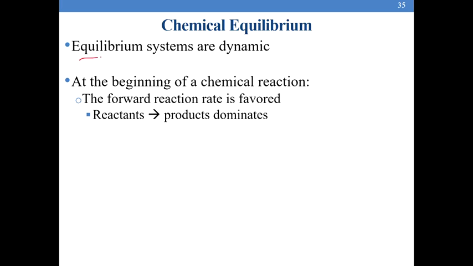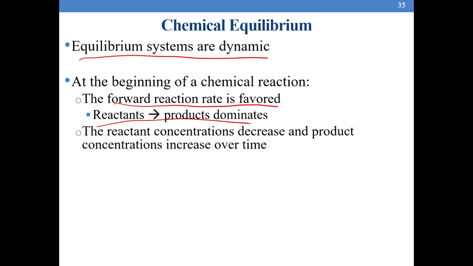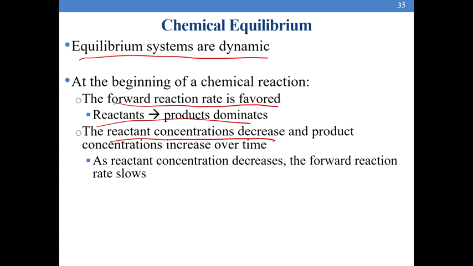Okay, equilibrium systems are dynamic. We're constantly going forward, reverse, at some point. So in the beginning, the forward reaction is favored. In other words, there's more A and B present to form C and D. So reactants to product, that direction of left to right is favored. Eventually, as the reactant concentrations decrease and product is formed, in my example C plus D, then eventually we have more and more product, and the forward reaction rate slows down because there's less reactant.